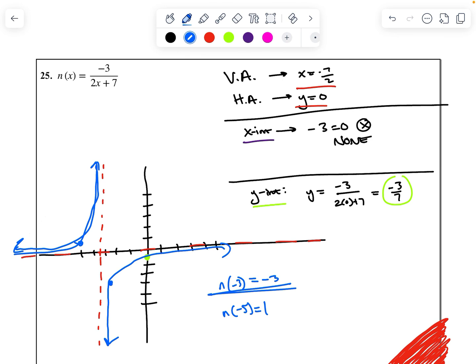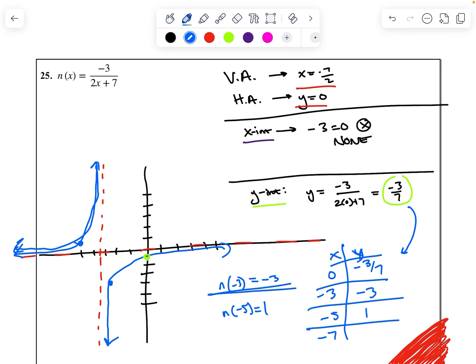I could do more points. I could do even more points if I wanted to get a better idea of where this graph was going. But I think that's enough. I have the experience to look at it and sort of see where it's going. Until you get there, I absolutely would make a t-chart, right? And just do as many numbers as you can. So you know you have the number 0, negative 3 sevenths, because that's your y-intercept. You know you have the point negative 3, negative 3. You know you have the point negative 5, 1.